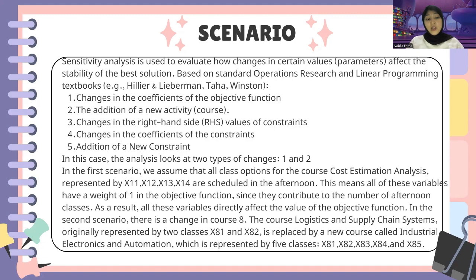objective function. In the second scenario, there is a change in the variable of course 8, which is the course Logistic and Supply Chain System, originally represented by only two classes, X81 and X82. It is replaced by a new course called Industrial Electronics and Automation, which is represented by 5 classes, starting from X81 until X85.